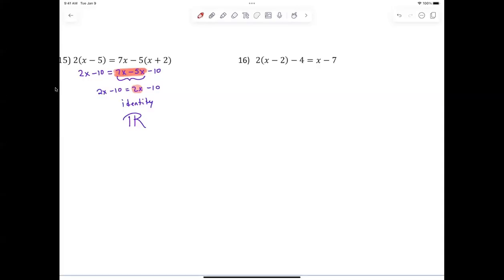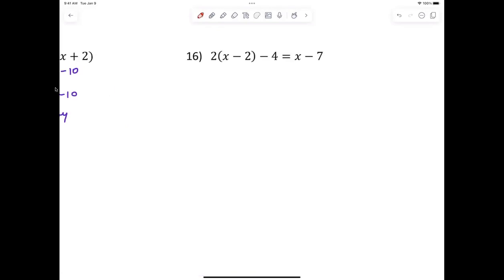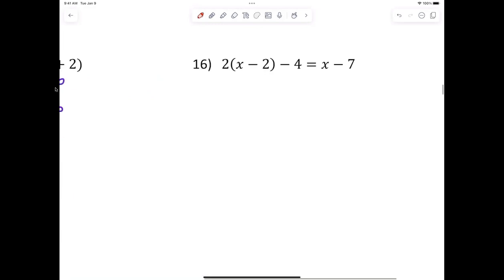All right, let's again see how things are going now, guys. Look up, please. Let's make sure 16, distributing the 2 properly. 2x minus 4 equals x minus 7. Again, combining terms. 2x minus 8 equals x minus 7. Everybody happy with that?